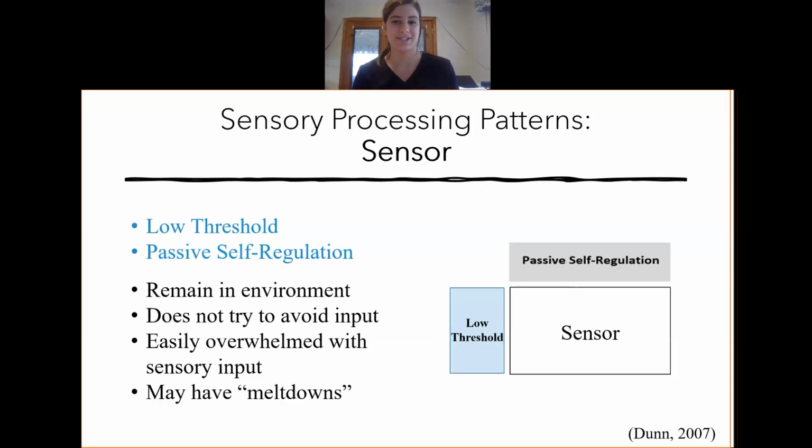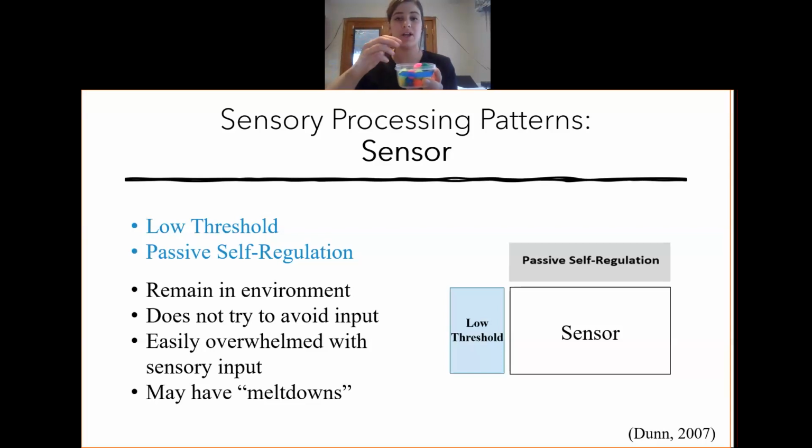And then last is sensors. So sensors, again, have a low threshold, like the avoiders, but they have a passive self-regulation strategy. So almost like the avoiders, they notice sensations very, very easily and quickly, but they don't do anything to make the sensation stop. So going back to the sensations such as bright lights, crowded places, and noisy environments, their buckets are going to continue to get filled because they aren't doing anything to stop the sensations.